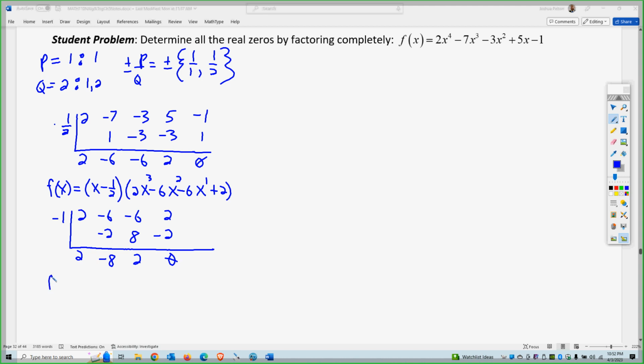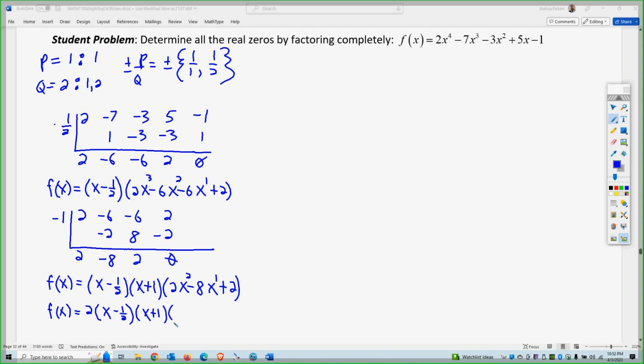Okay, so f of x equals x minus 1/2, and if I do x plus 1, that'll give me 1, and I'm left with 2x squared minus 8x plus 2. Since I was doing third power a second ago, now I'm down to 2 and 1. I notice those have a common factor of 2 I can take out. So f of x equals 2, x minus 1/2, x plus 1, and then x squared minus 4x plus 1.